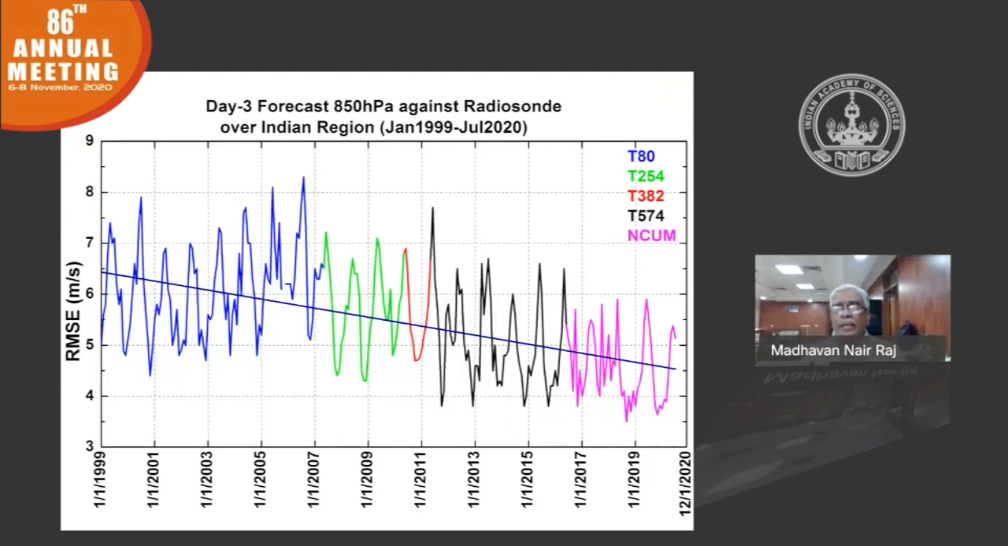So this depends, of course, upon many factors. One is that we moved to a higher resolution model, and the physics has also changed. And the most important thing is we started assimilating more and more good data. So that has really resulted in improvement in weather forecast.